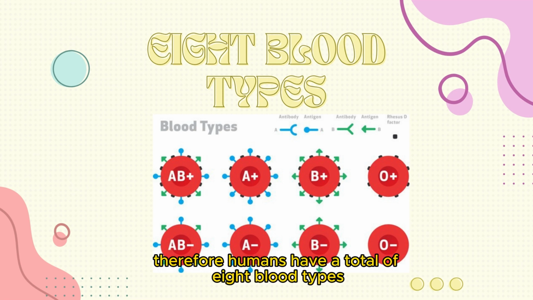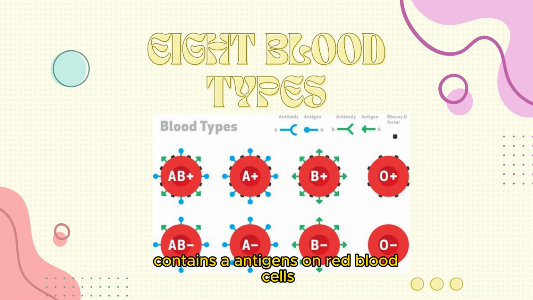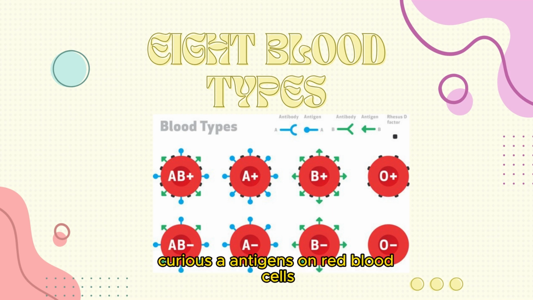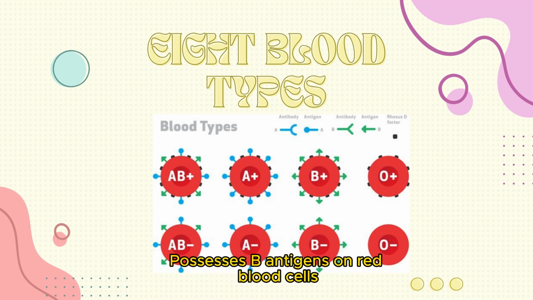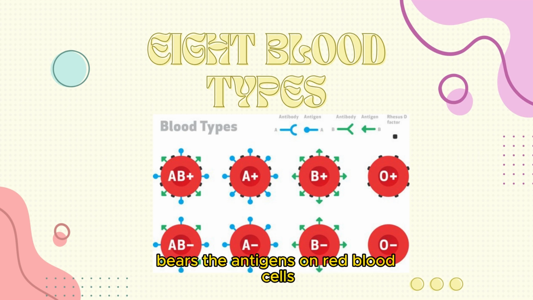Therefore, humans have a total of 8 blood types. 1. Blood type A, rhesus positive or A positive, contains A antigens on red blood cells and rhesus factor is positive. 2. Blood type A, rhesus negative or A negative, carries A antigens on red blood cells but lacks the rhesus factor. 3. Blood type B, rhesus positive or B positive, possesses B antigens on red blood cells and rhesus factor is positive. 4. Blood type B, rhesus negative or B negative, bears B antigens on red blood cells but lacks the rhesus factor.